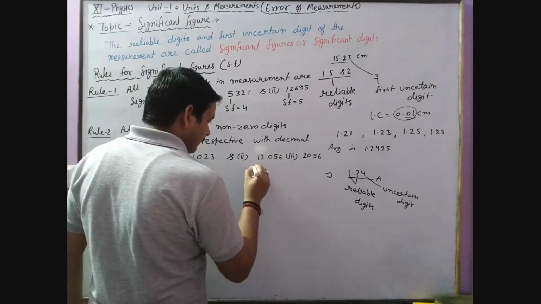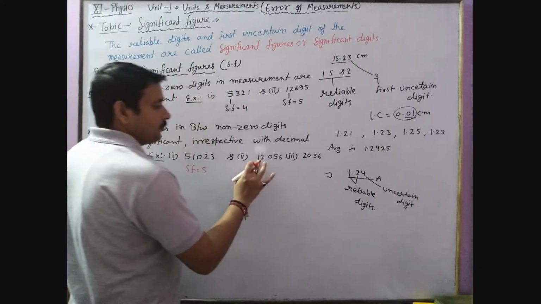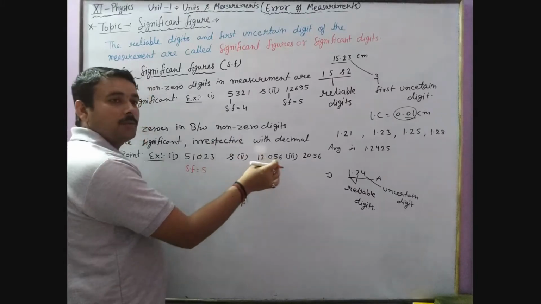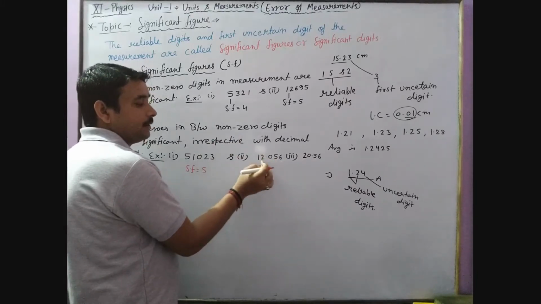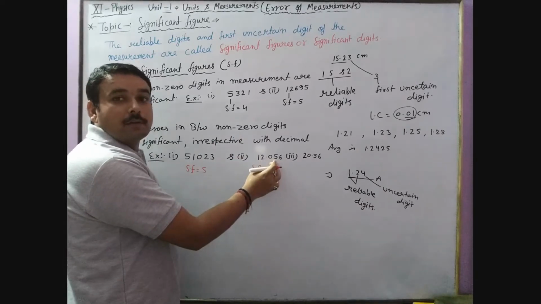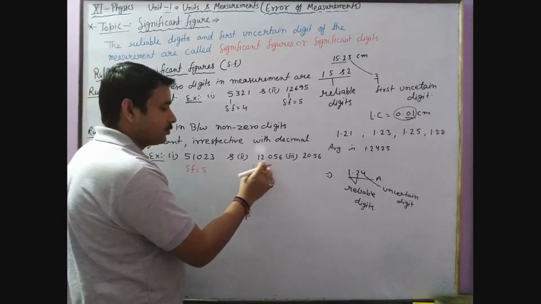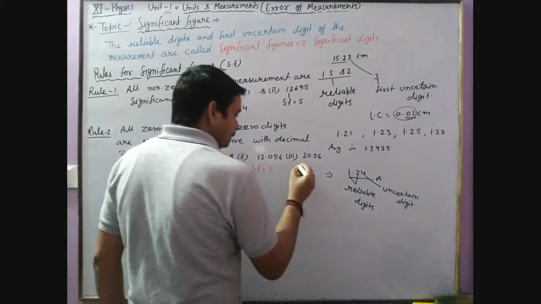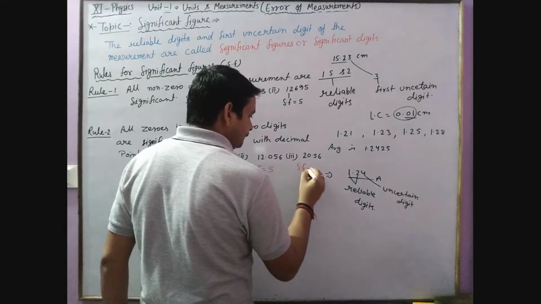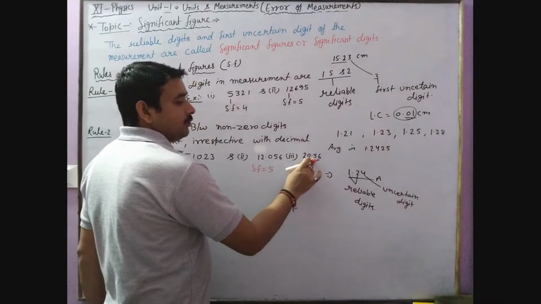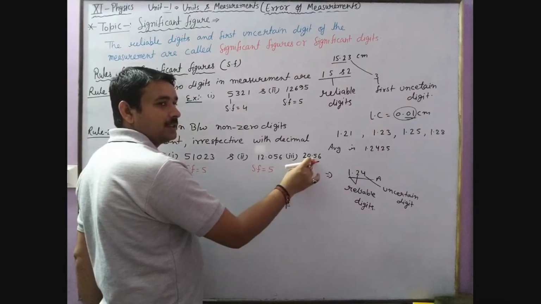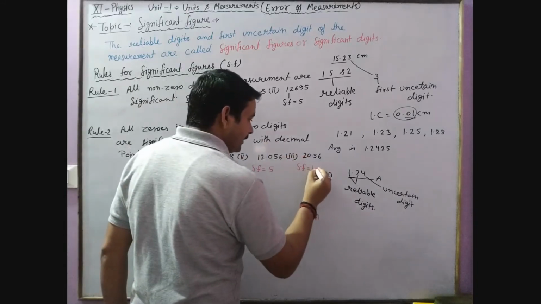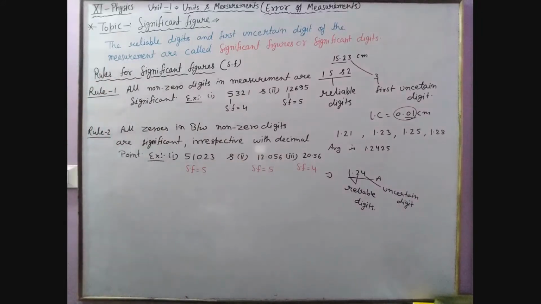Here the significant figures in 12.056: whatever the decimal before the 0, the 0 is in between the reliable non-zero digits, so it can be counted as a significant figure. Similarly, here the number is 20.56. Before the decimal there is a 0, but it can be counted as a significant figure. That means 4 significant figures for the third example.